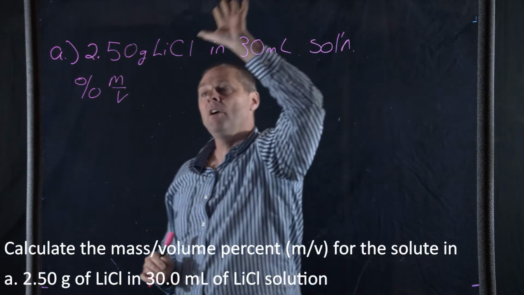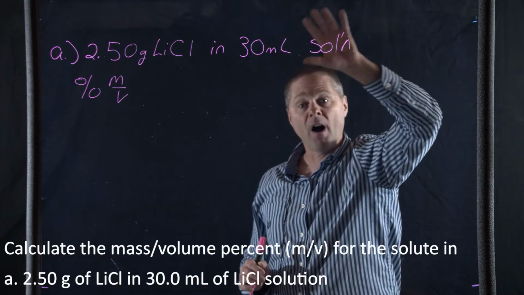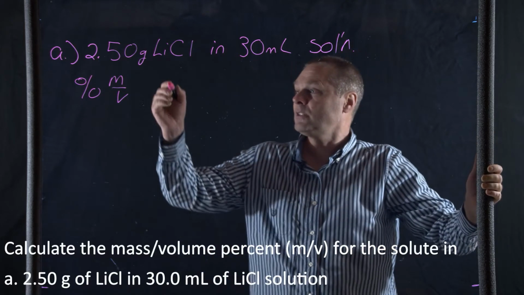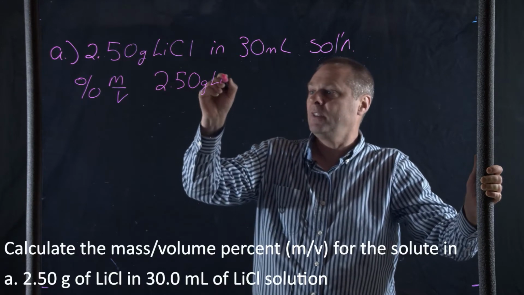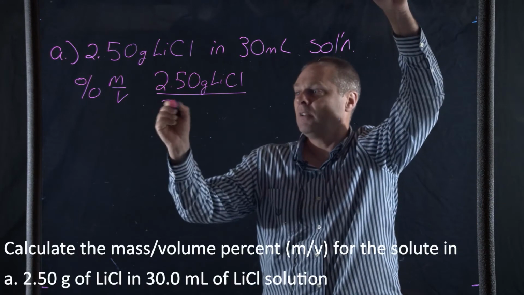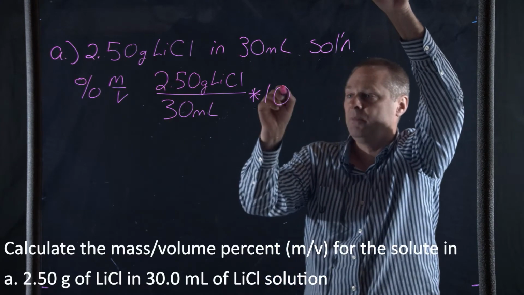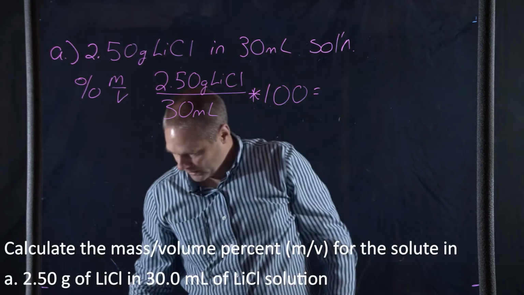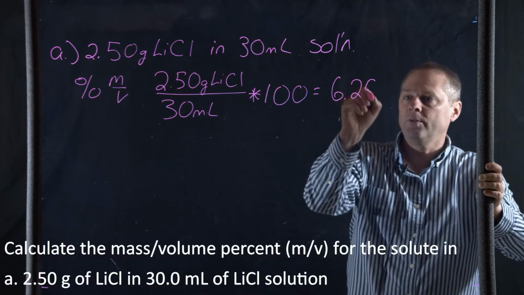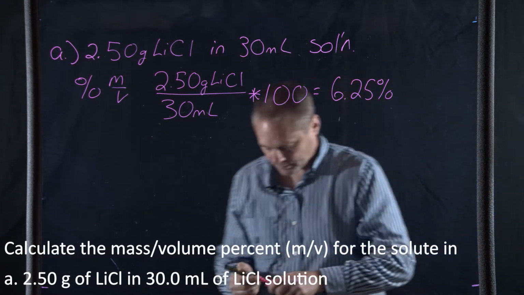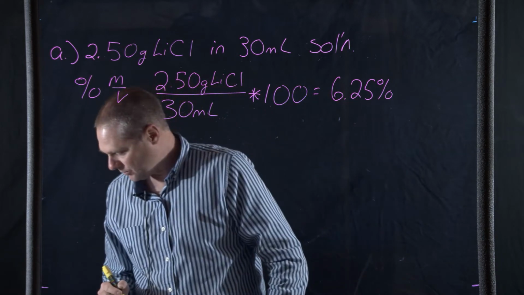So what we're going to do is take our mass of the solute, the lithium chloride is going to be our solute, and divide that by the volume of our solution. So this is going to be 2.5 grams of the lithium chloride in the 30 milliliters of solution. And if we multiply this obviously by 100, that's going to give us a percent. And so that percent is going to be 6.25%.